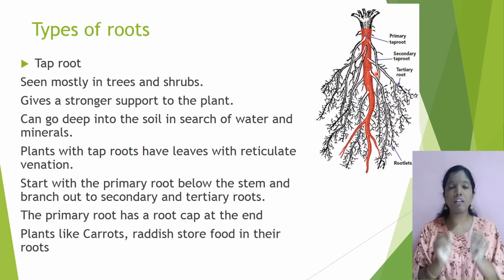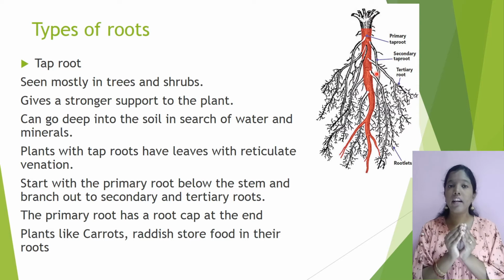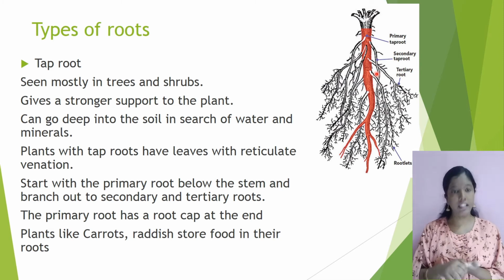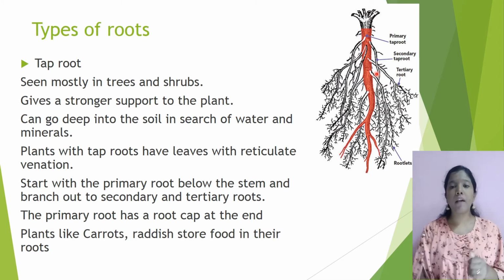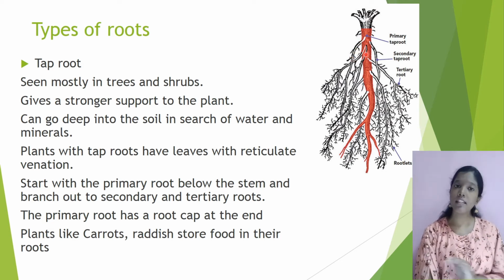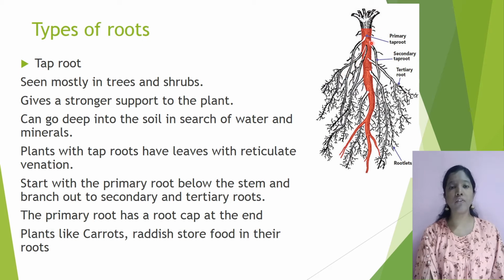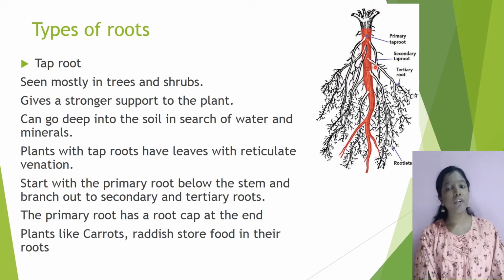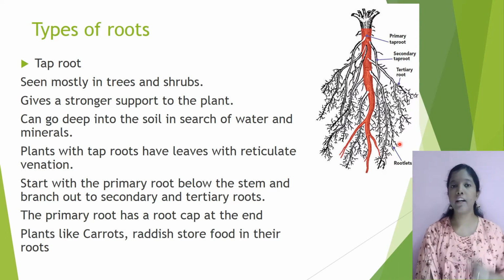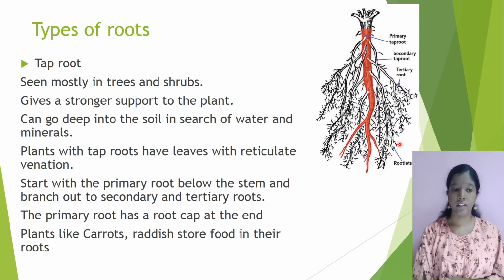In a small summary, reticulate venation means the design that is seen on the blade of the leaf. The roots start with the primary root just below the stem, and then they branch out the way the branches of a tree do. They give you secondary roots, which further branch out to give you tertiary roots, and at the ends they have rootlets. The tiny hairs present at the end of the roots are called rootlets.